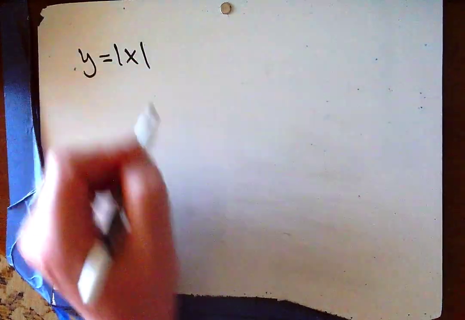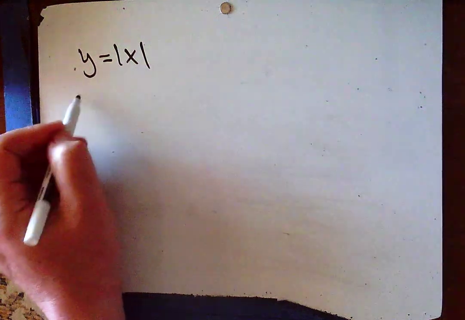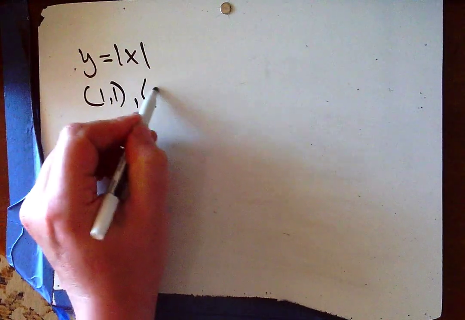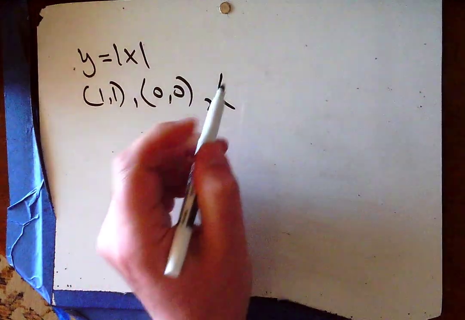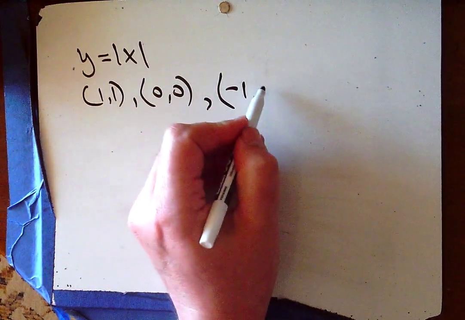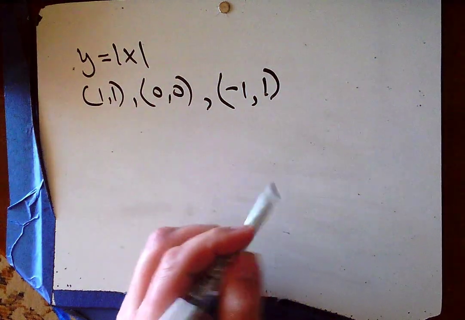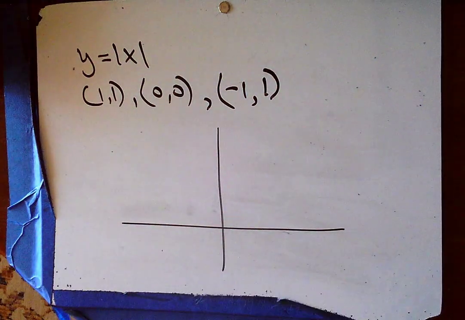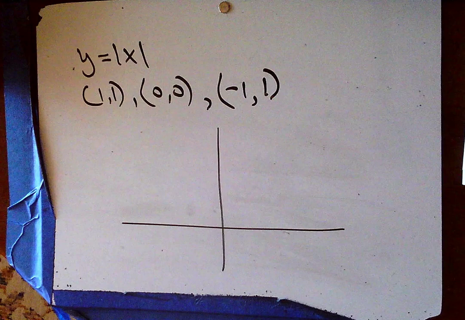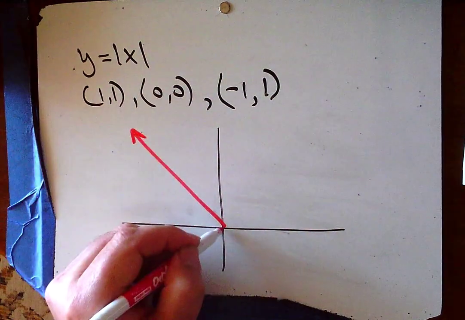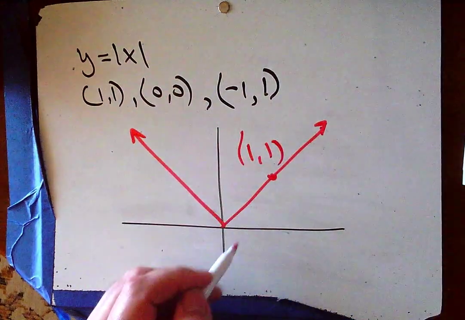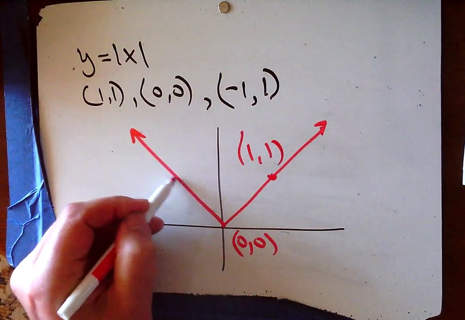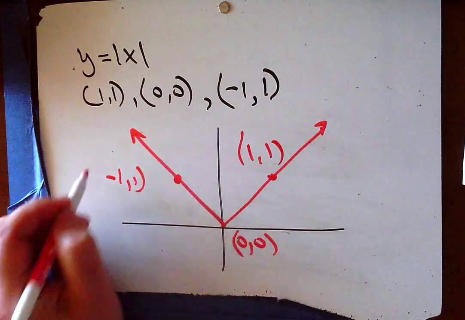The next one is y equals absolute value of x. This passes through 1, 1 and 0, 0, just like the linear equation did, but instead of -1, -1, it passes through -1, +1. Our reference graph, therefore, looks like this, passing through 1, 1, 0, 0, and here, -1, +1.